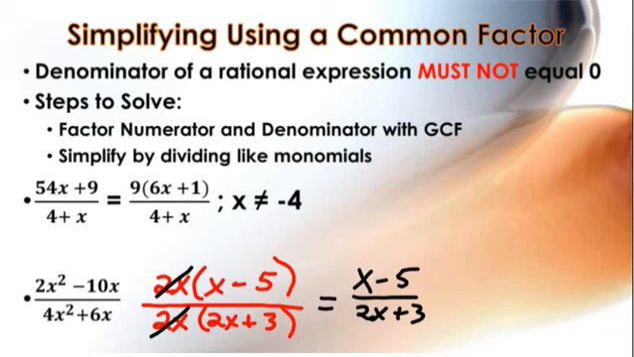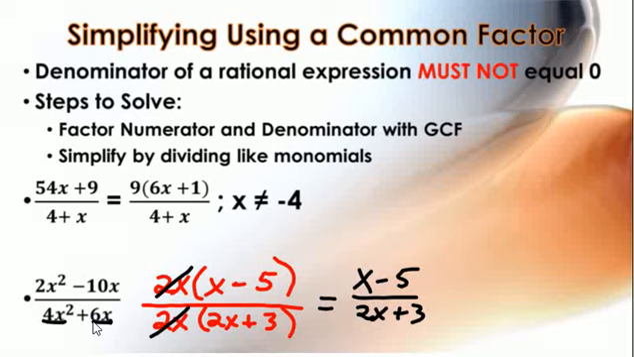Now I want to find out, what does the x have to be for the whole thing to be undefined? And for this one, since everything with the variable and the numbers are multiplying, the only way this is going to equal 0 is if x is 0.